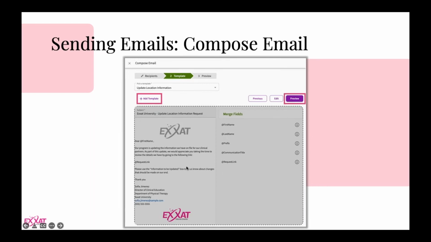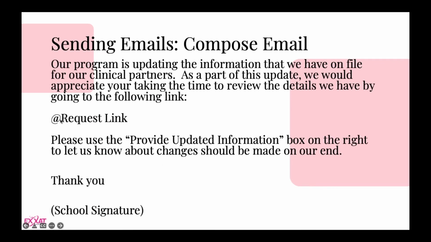One thing you're going to make sure that you do, of course, is make sure that you include the request link. Right now we are in the process of at least having these emails ready for you to do, but if it's not there for you, you can just basically use this template that we've given you here. So, our program's updating information, and then you can use this request link to give the sites the link that will take them to Exat to do the update. And then this is just a nice, easy example of an email.